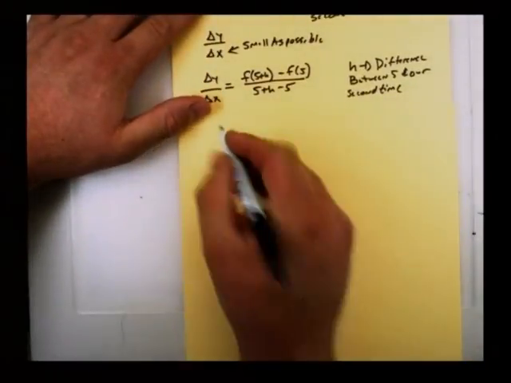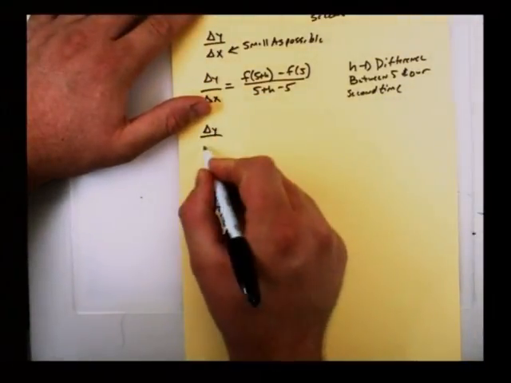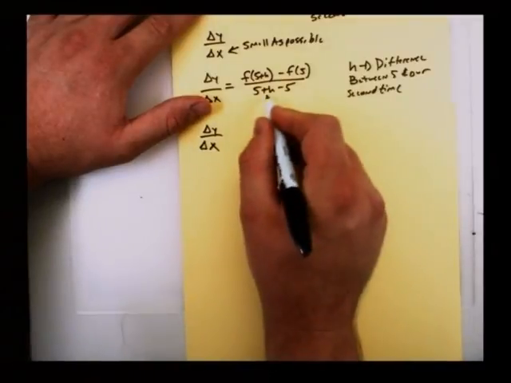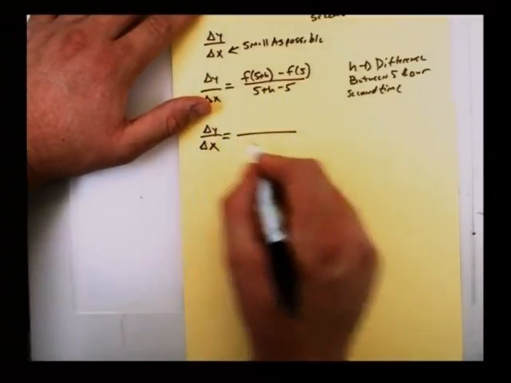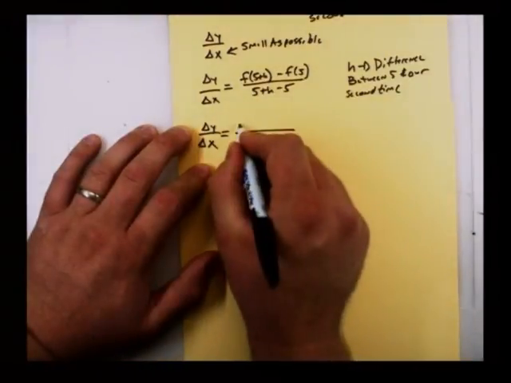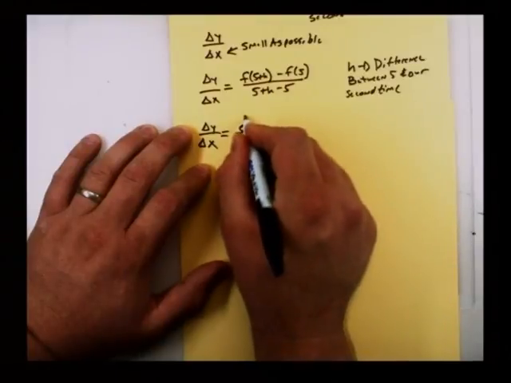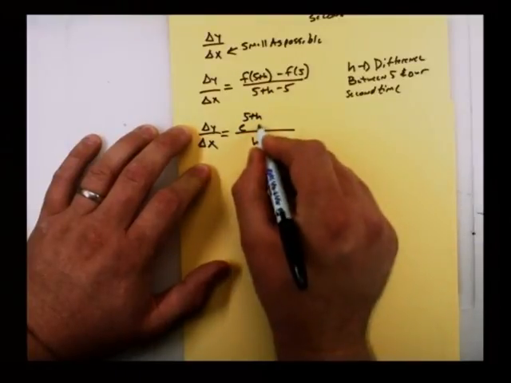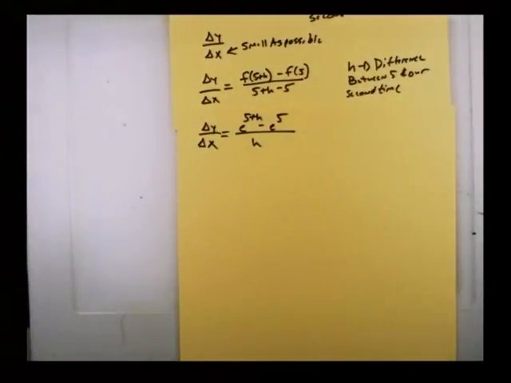So let's take a look at, first, the denominator. 5 plus h minus 5 means we have h on the bottom. And on top, we would have e to the 5 plus h minus e to the 5. I don't think there's any way we can simplify the top. Okay, for this one, let's go to the calculator. Let's plug this in and see what we can do to approximate that.